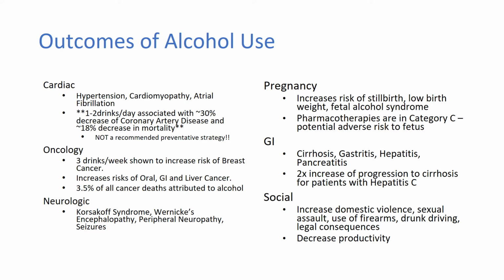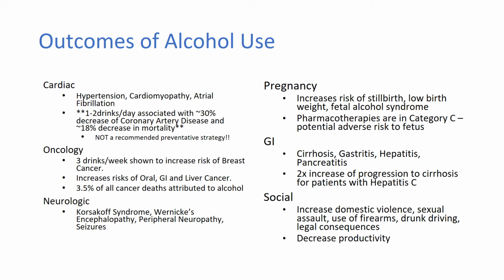So this slide just shows some of the outcomes of alcohol use by systems. As far as the cardiac system goes, you might see data suggesting 1 or 2 drinks a day can decrease the risk of coronary artery disease or decrease mortality. However, this is not at all a recommended preventative strategy. Likewise, in some of the data it's not clear exactly how many drinks brings that effect. As far as cancer risks, as little as 3 drinks a week can increase the risk of breast cancer.